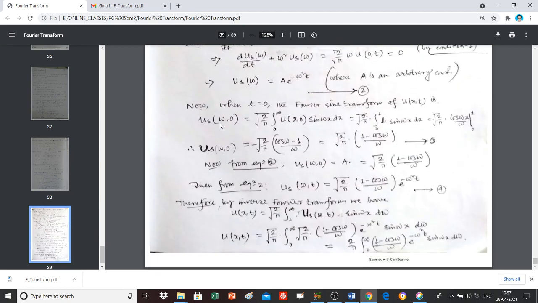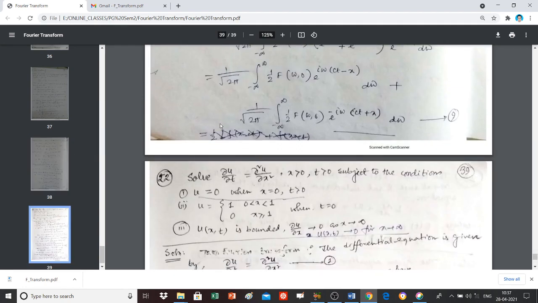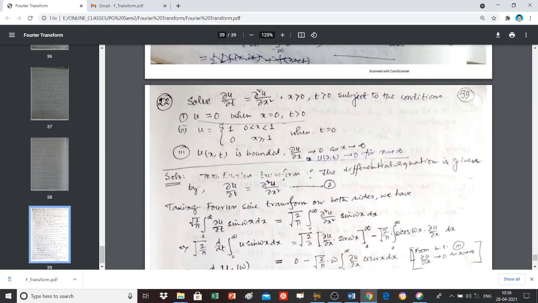Okay. Now another problem is here. The problem is ∂u/∂t is equal to ∂²u/∂x² when x greater than 0, t greater than 0, subject to the conditions u equal to 0 when x is equal to 0, t greater than 0. That means when x is equal to 0, then u is equal to 0. And u is equal to 1 when 0 less than x less than 1, and 0 when x greater than or equal to 1. Obviously in this case t is equal to 0.